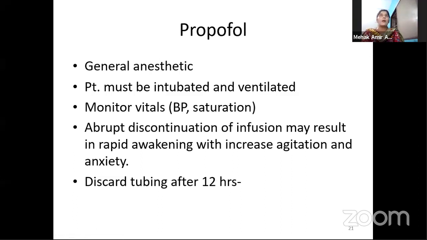There comes a very common drug, which is propofol. It is a general anesthetic. It is a white lipid emulsion, and when it is administered, the patient must be intubated and ventilated because it causes rapid and severe respiratory depression. So you need to be sure that the patient is ventilated and properly intubated.